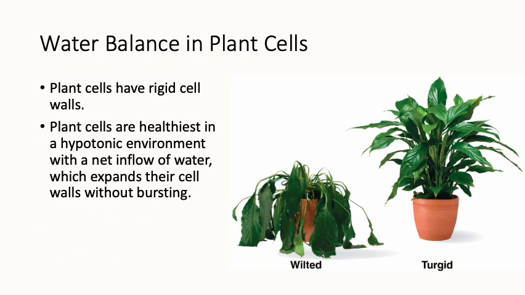Plant cells face similar challenges but have a different structural solution. The rigid cell wall surrounding plant cells provides support and prevents bursting when water enters the cell. Plant cells are healthiest in hypotonic environments where water flows into the cell and creates turgor pressure. This pressure keeps plants upright and supports overall structure. Without adequate water, plant cells lose turgor pressure, leading to wilting. Water balance is therefore directly tied to plant strength and survival.